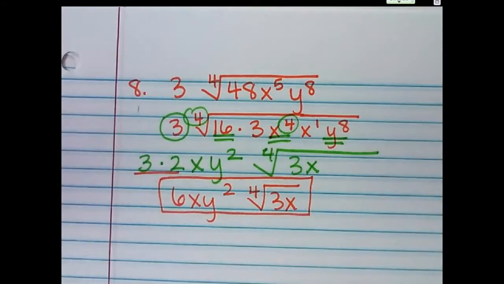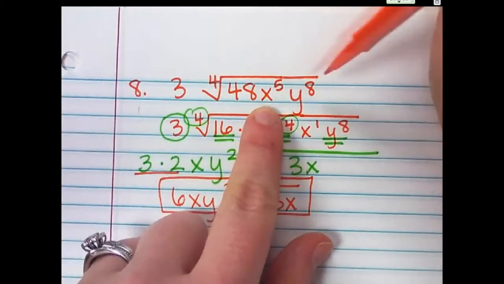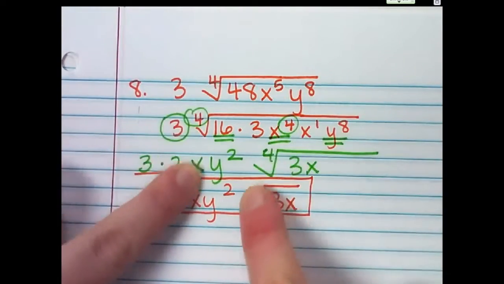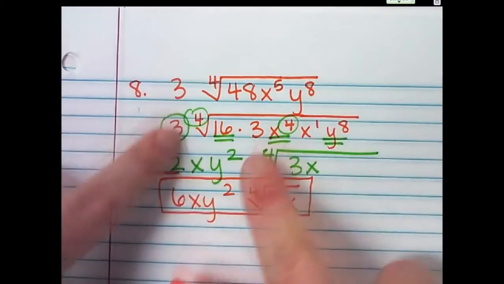Okay, let's double check our special case. So remember, it has to be an even and an even. So the x's don't matter. The y's, I have y^8 and y^4. And in our answer, we got y squared. So is that a special case? No. It has to be even, and then odd.